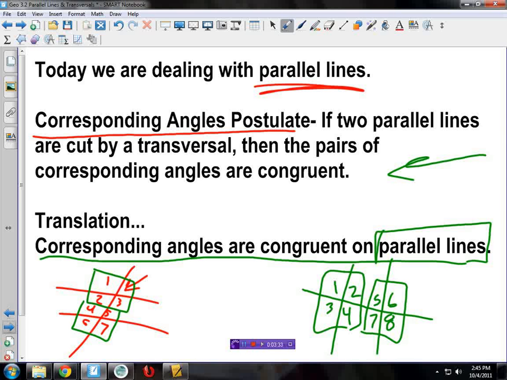Dylan, what one is corresponding to angle 1? Not 8. 1 is in the top left. Which one's in the top left over here? 5. All right, moving on.